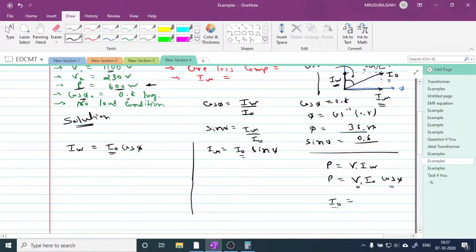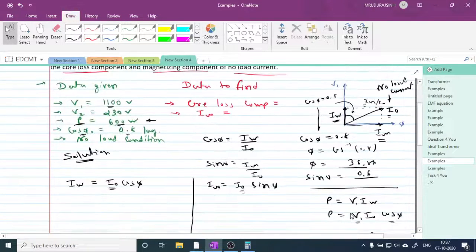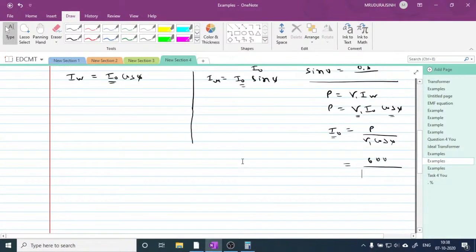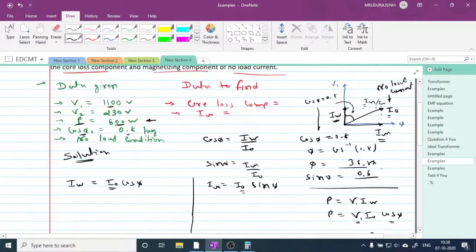So now it's I0. Where were we, I just forgot. Let's get back to the session. I0 is P divided by V1 and cos phi. So what is P? P is equal to 600 watt. V1 is 1100, and cos phi is 0.8.